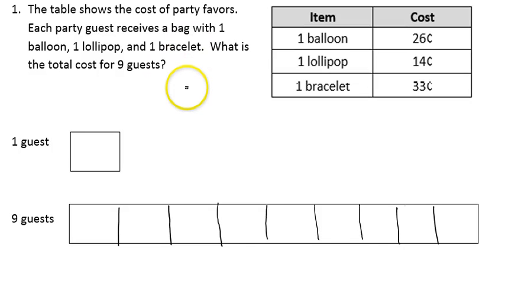This tutorial is for 4th grade, Module 3, Lesson 12. In Lesson 12, we're using tape diagrams to help us solve word problems. This problem says, the table shows the cost of party favors.